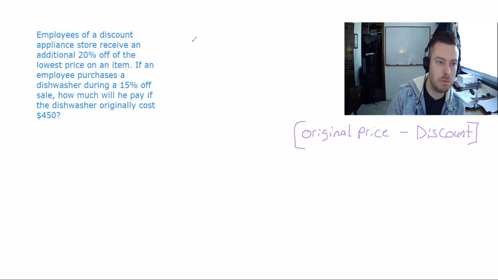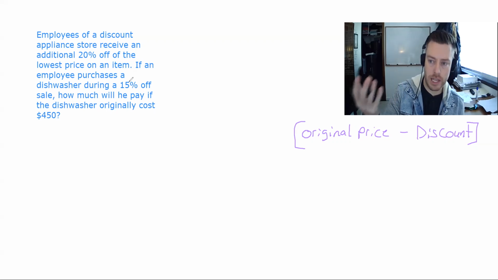Okay, so let's do a different color now. Let's do maybe red. All right, so employees of a discount appliance store receive an additional 20% off the lowest price of an item. If an employee purchases a dishwasher during a 15% off sale, how much will he pay if the dishwasher originally cost $450? So here they're trying to trick you, just a little bit. And so they're giving you 2 percentages instead of 1. One of these percentages is actually already applied before the employee gets to the product. Now that one is your 15% off.